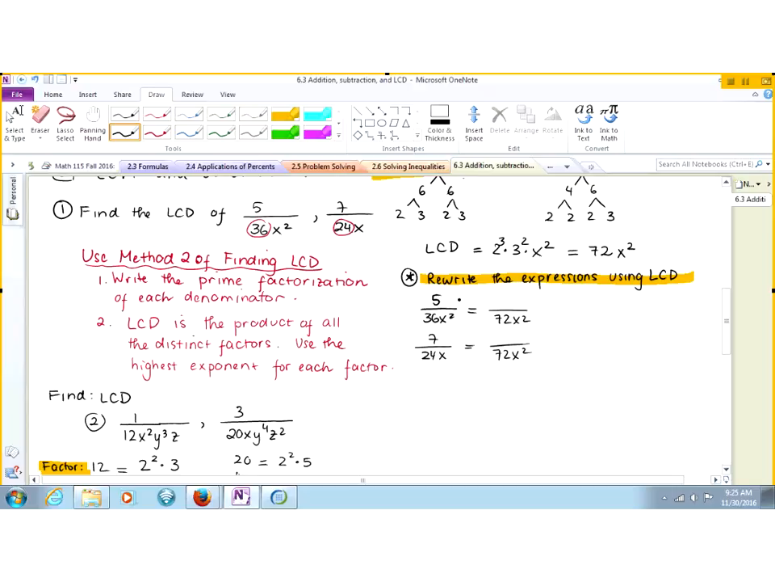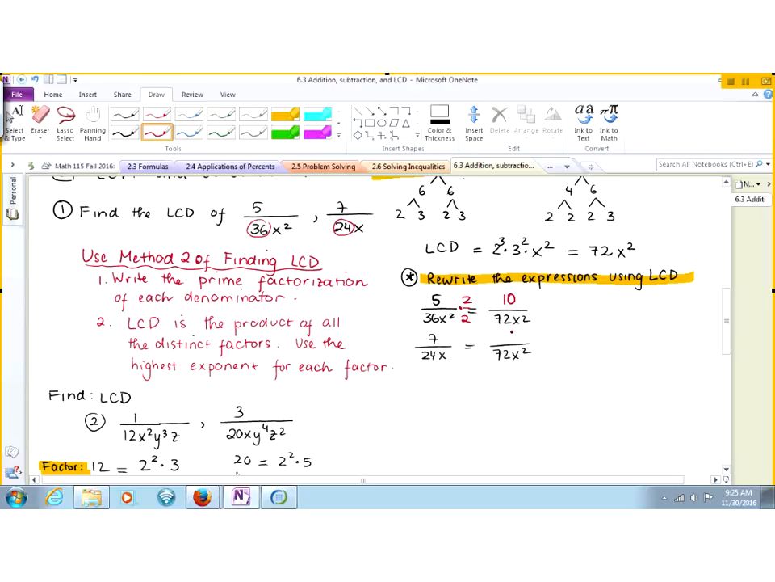So for all of them, we're going to rewrite them using the LCD. So what do you do here? Yes, so this is 36, this is 72. So what do you do? Times 2 over 2, right? Not just 2, but 2 over 2. So what do you have on top? 10. Yay.